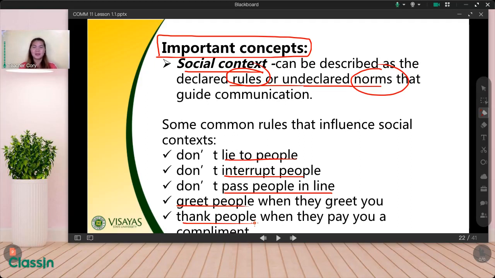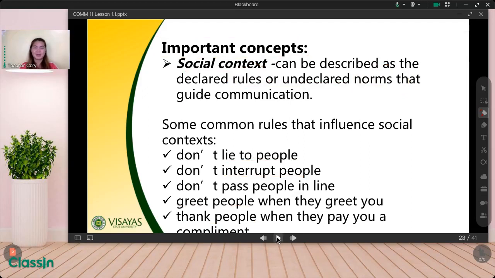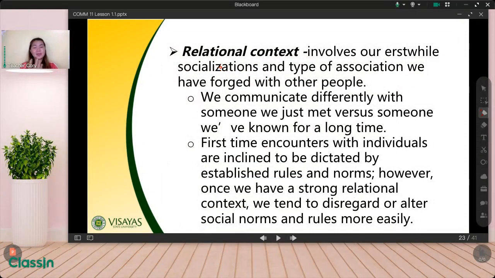When you are being complimented, you have to respond politely by thanking, or perhaps you can return the compliment. They love giving compliments because they also love receiving compliments. So you have to return the compliment too. That's for social context. How about in terms of relational context?